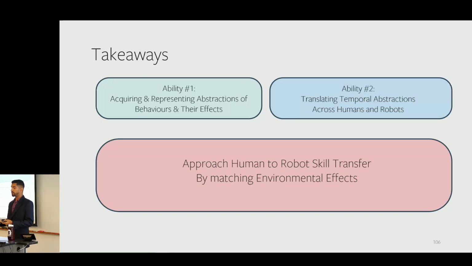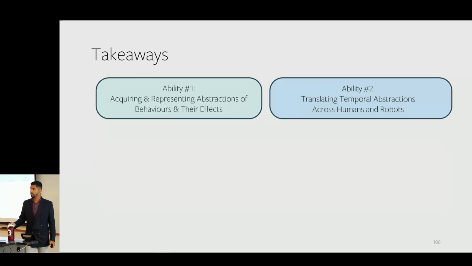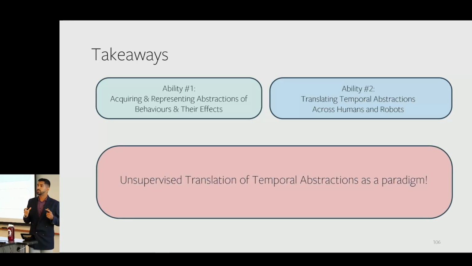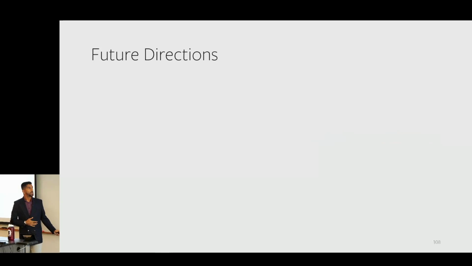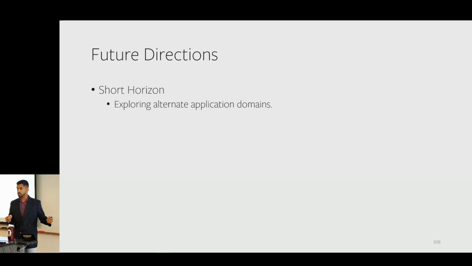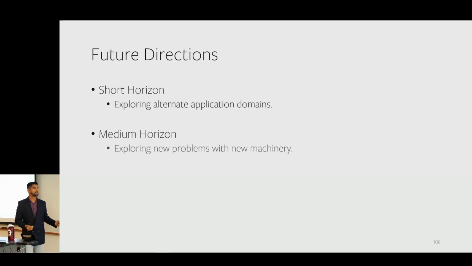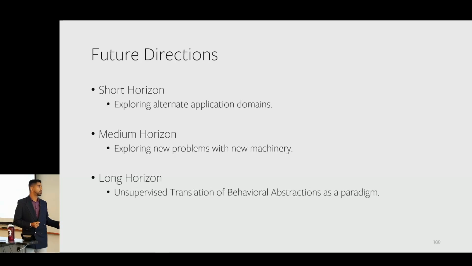And I think the biggest takeaway from my talk, if there's one thing you'd want to take away from this, is that this idea of unsupervised translation of temporal abstractions is really a broad paradigm that you can view many different problems within. And here are some problems that I think you can actually view within this framework. So some future directions that I think are enabled by my work and would be prudent to follow are broadly along the themes of translating arbitrary temporal abstractions of behaviors. So I've broken this down into the short horizon, where there's alternate application domains, the medium horizon, where I'm talking about some new machinery, and finally the long horizon, where I'm talking about unsupervised translation as a paradigm.